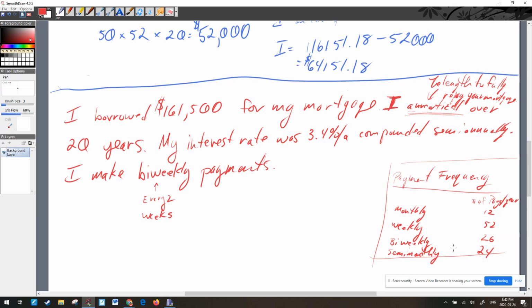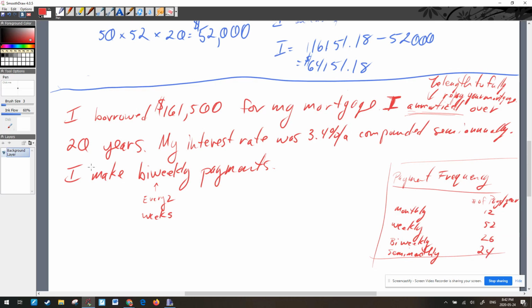I get paid close to 26 payments a year is what my paycheck comes in. My wife gets paid semi-monthly, so she gets paid 24 times a year. So we have ours arranged to go with my paycheck.